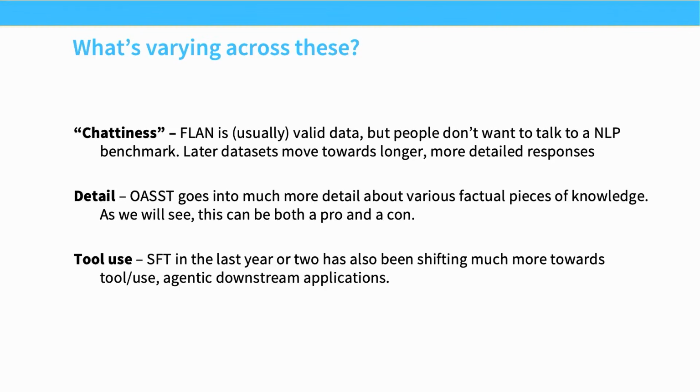One of them is this chattiness thing. It's hard for me to fully articulate what this is, but there's a sense in which the classic NLP data sets, even the high quality ones, were very much input to programmatic output almost, right? But people don't really want to talk to an NLP benchmark. They want to talk to people. And so there was this big shift towards more detailed human-like responses. There's a big shift towards higher quality annotators and much more detail. Open Assistant is a good example of this, of having experts write your responses.